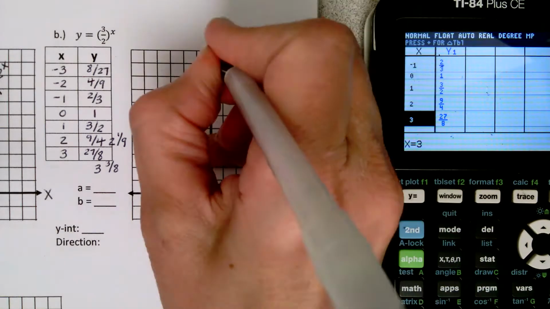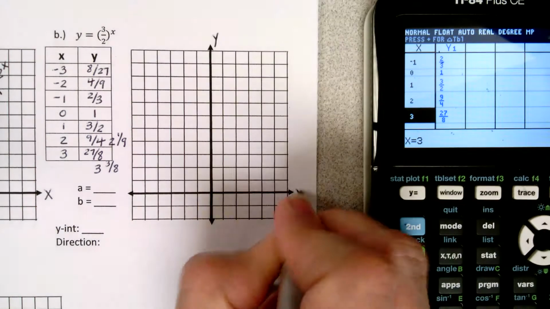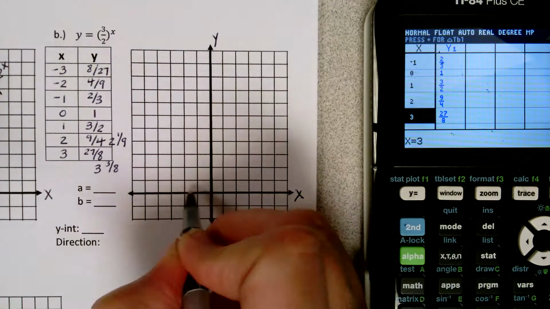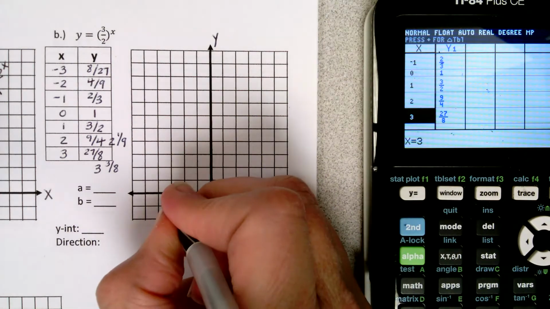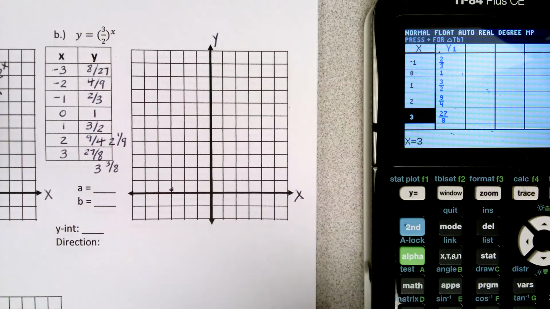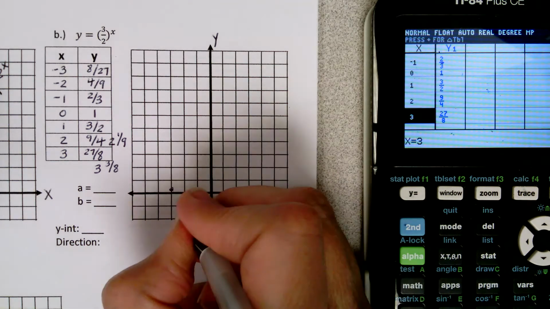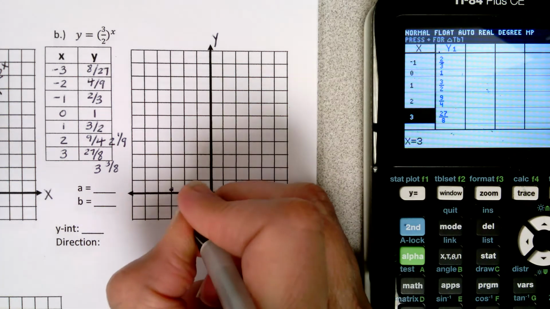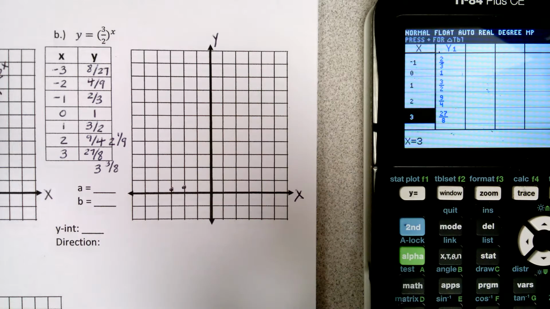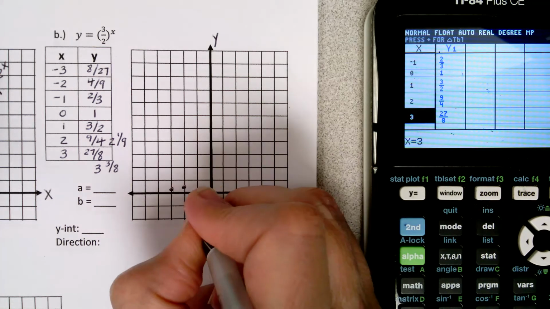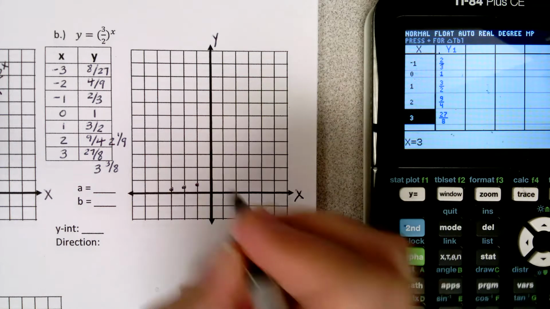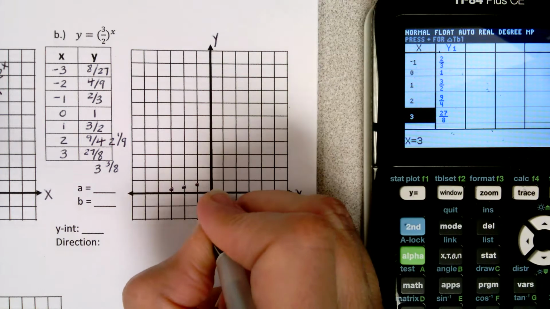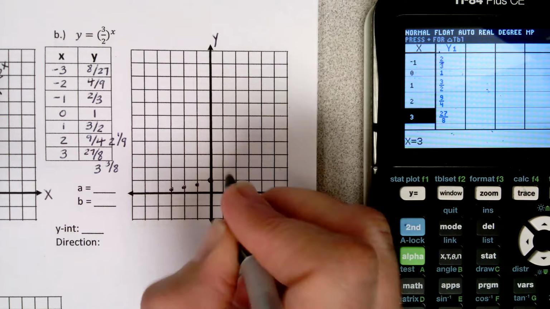Remember, when we graph, first thing you want to do is label your axes. So when x is -3, y is 8/27, which is less than 1/2, so it's very close to the x-axis. When x is -2, that's 4/9, which is roughly half. When x is -1, 2/3 of the way here. When x is 0, we have 1.